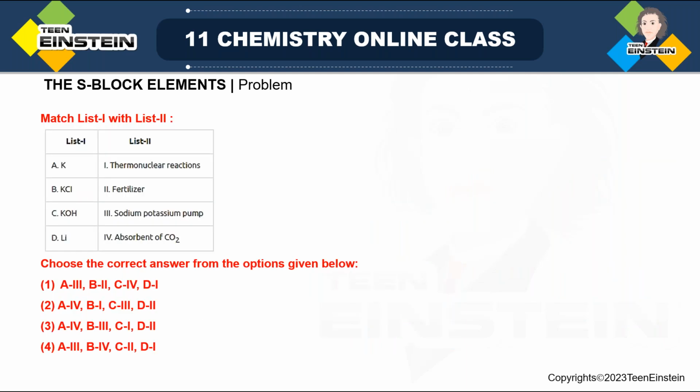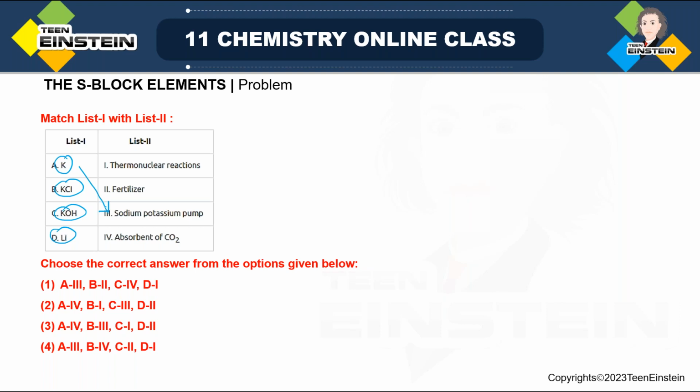Now some problems based on this. Match list 1 with list 2. In list 1 we have potassium, potassium chloride, potassium hydroxide and lithium. Now potassium, what is its use? Look at all the terms on the right hand side. It is basically matching with the sodium potassium pump, right? Then KCl.